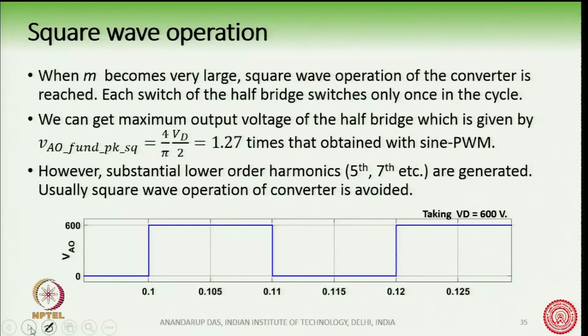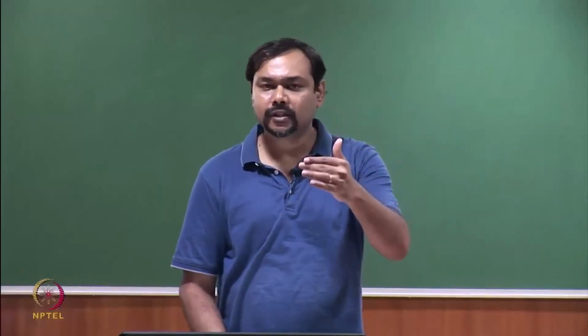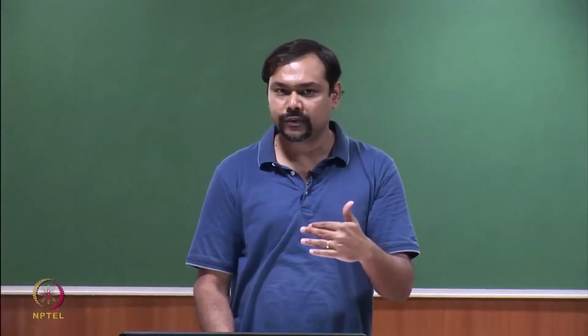If we go on increasing the value of m even further, at one point of time the square wave operation of the converter is reached. So, what is meant by square wave operation? In square wave operation, as you can see here, each switch of the half bridge switches once in the cycle. So, the top switch is switched for 50% of the cycle, and the bottom switch is switched for the rest of the 50% of the cycle.